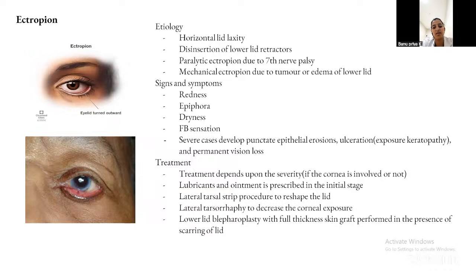Treatment depends on the severity. So if the cornea is involved, then surgical treatment has to be considered. In the other case, lubricants and ointment are very important.